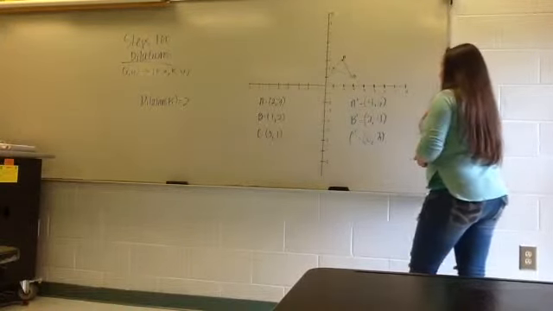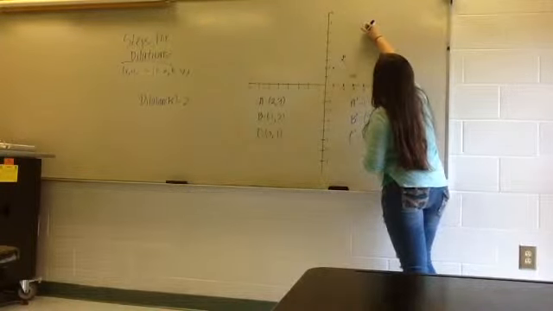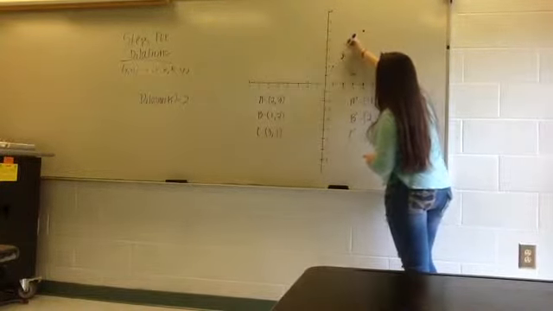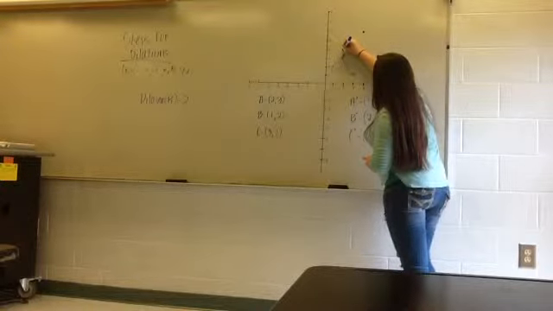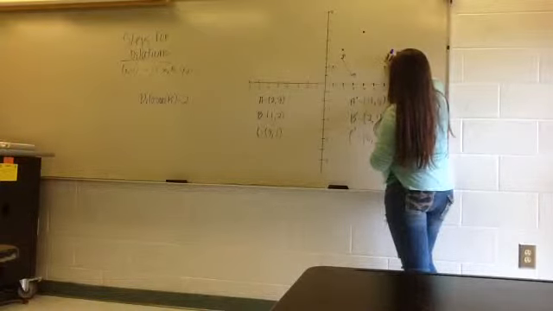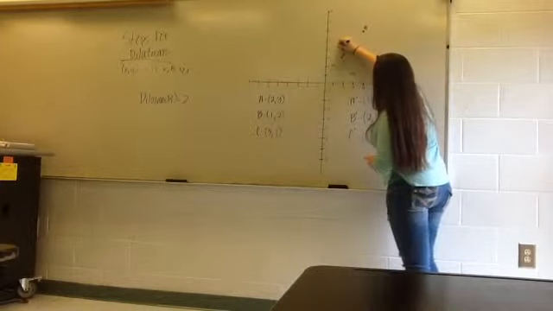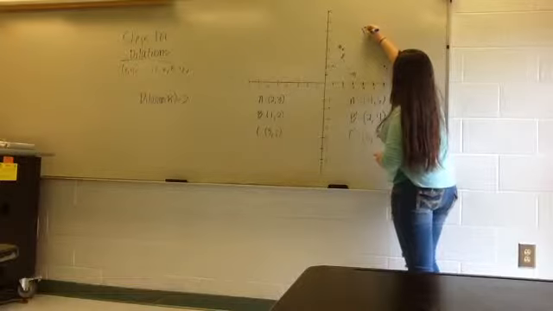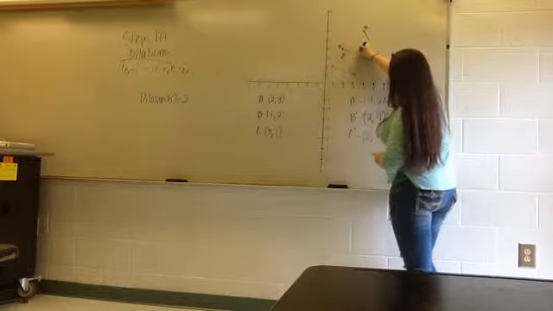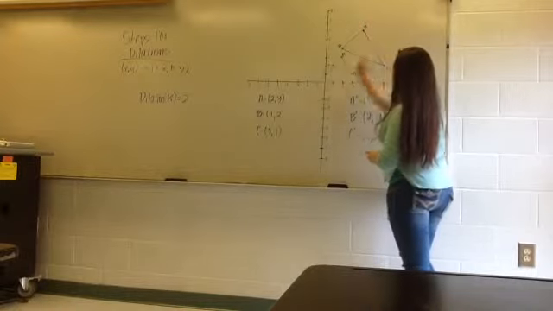Now we're going to plot them on our coordinate plane. For A, you have 4, 6. For B, you have 2, 4. And for C, you have 6, 2. And now you're going to connect your points. And that is your dilated image.